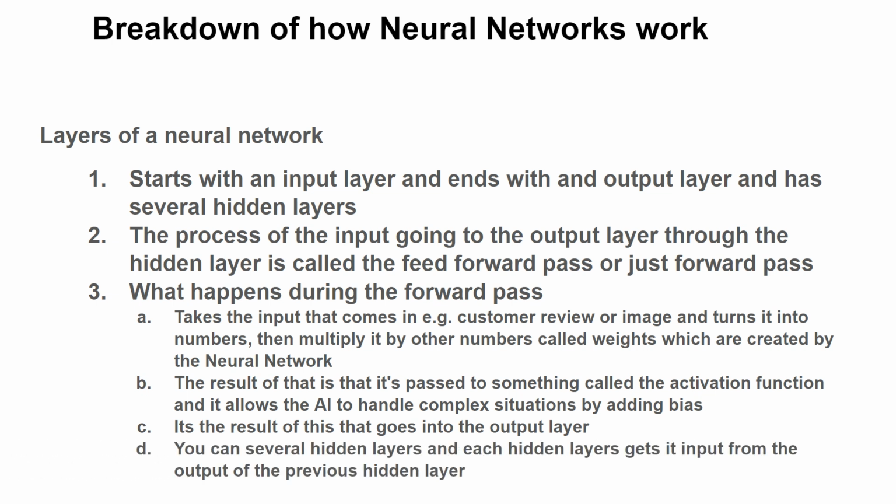You can have several hidden layers, and each hidden layer, aside from the initial hidden layer, which comes after the input layer, all the other hidden layers will then get input from the output of the previous hidden layer.